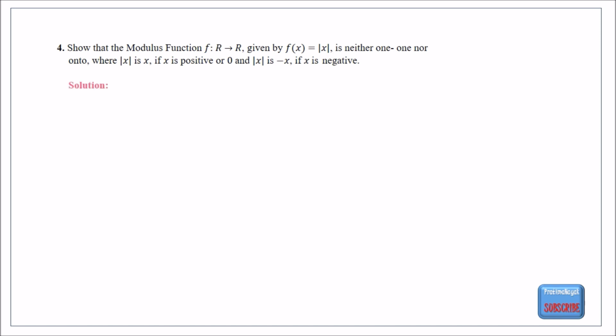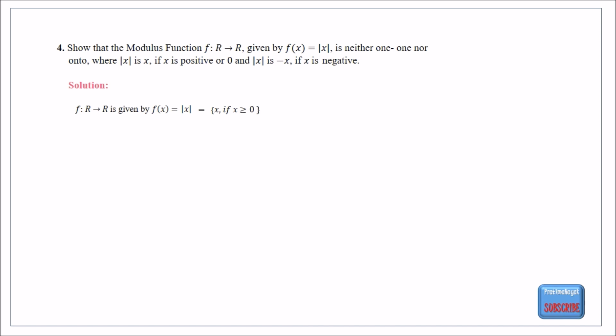So how to get the solution? For a one-one function, we know that the condition is if f of x1 is equal to f of x2 implies that x1 is equal to x2, then it will be a one-one function. So we'll take two x where f of x will be the same.